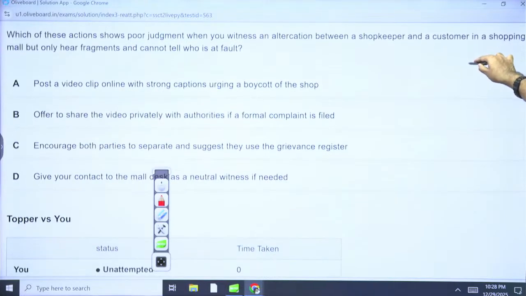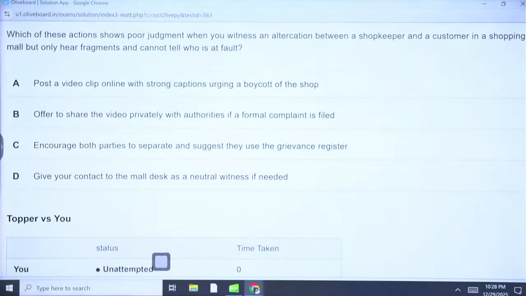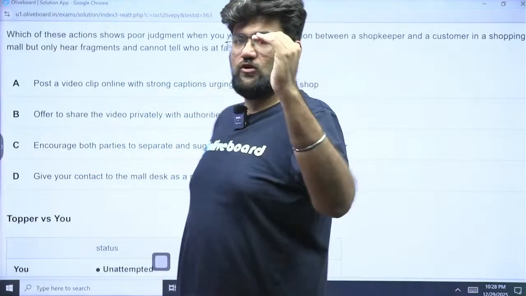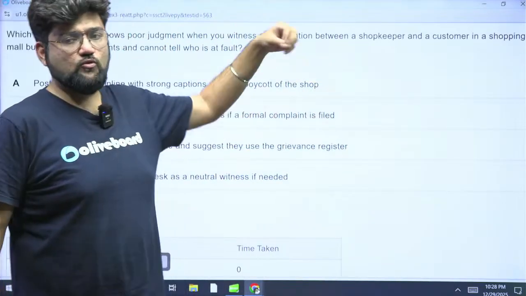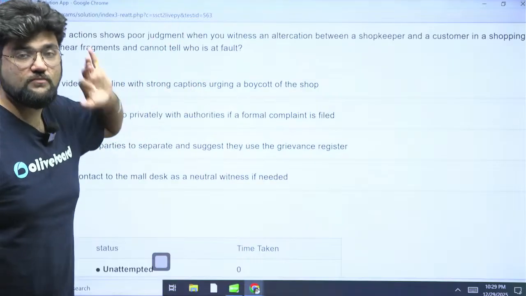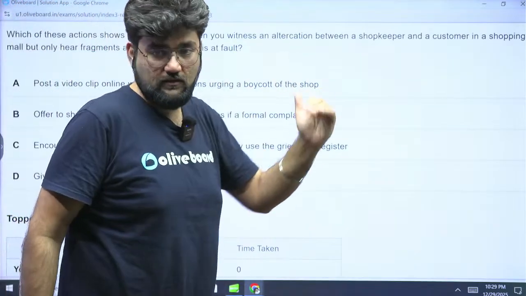Which of these actions show poor judgment? See, this is a new way of asking the question. Till now, even before the last mock, you could see a question where they were asking you which of the following is the best judgment. Then you used to think like a normal social intelligence and approach the question. But here they are asking you which of the following is a poor judgment. Poor judgment means they are looking for the worst answer.